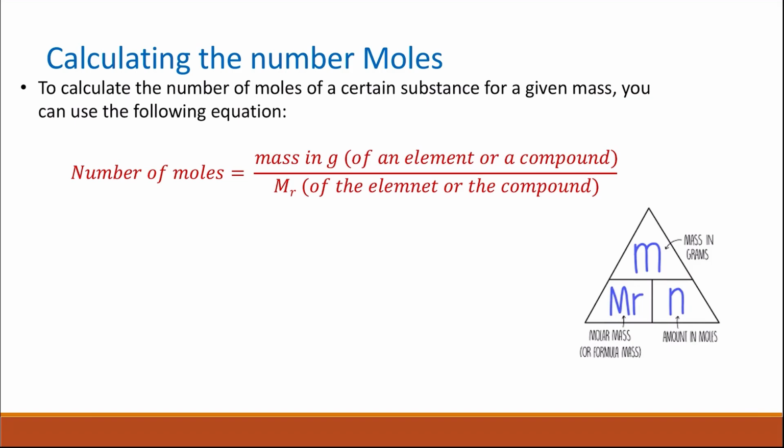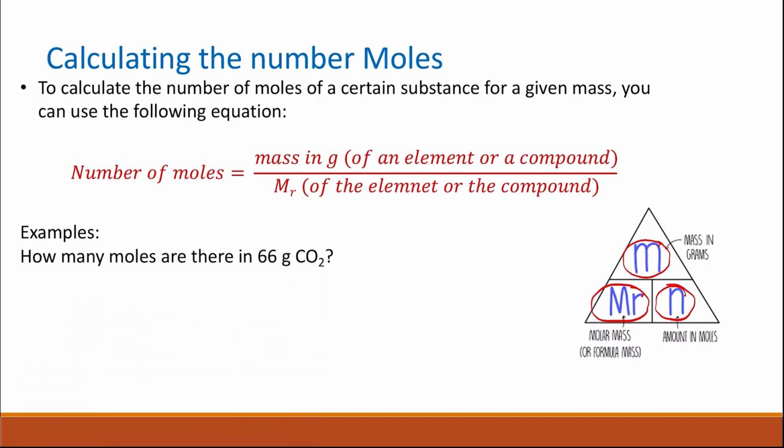You can use the formula triangle to calculate any of these 3 variables, which are number of moles, mass, and relative formula mass or relative atomic mass. So here M at the top is the mass in gram, Mr is the relative formula mass or relative atomic mass if we are talking about atoms, and n is the number of moles.